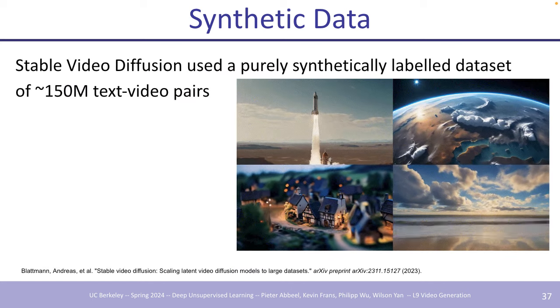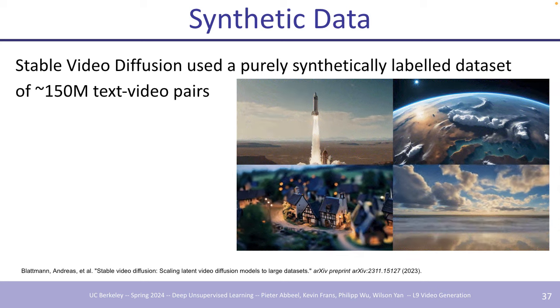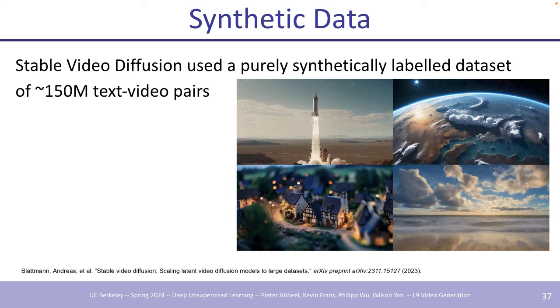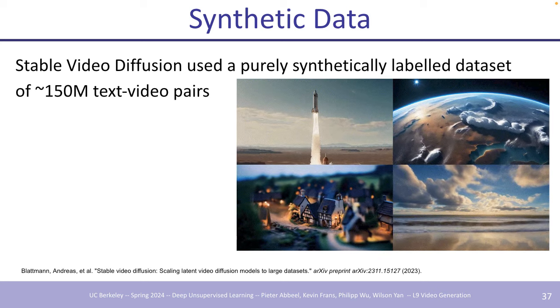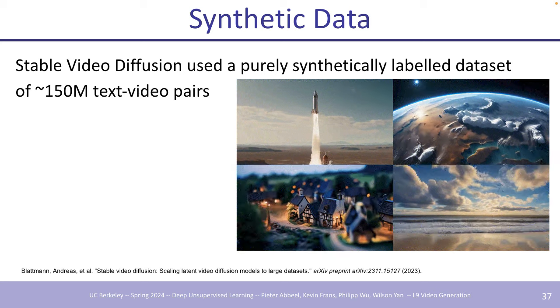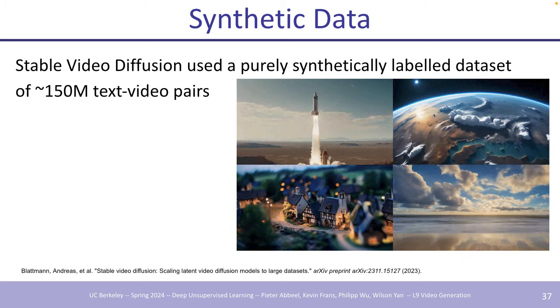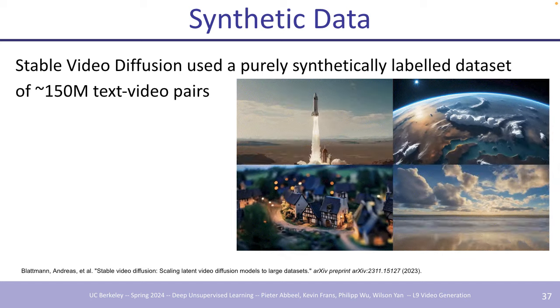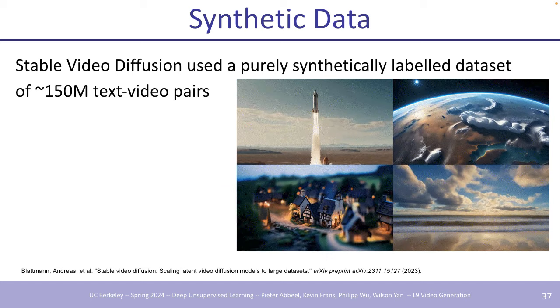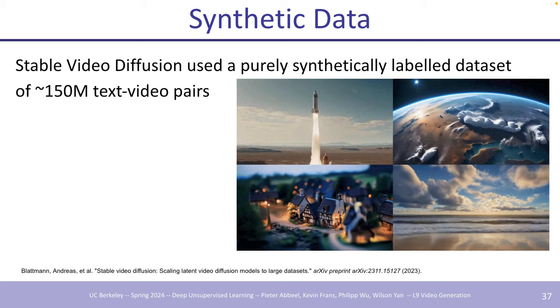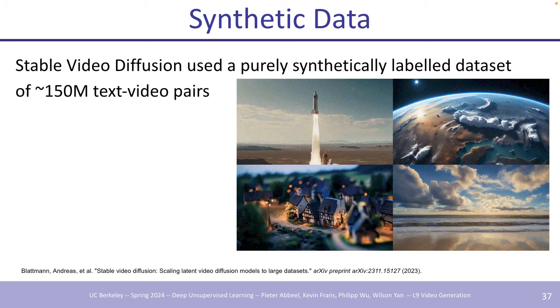Stable Video Diffusion here basically used a purely synthetically labeled dataset of 150 million text-video pairs, so it seems to work pretty well. And there have been some other works that I've seen for text-to-image generation where, if you use these synthetically labeled data, it actually ends up being better than the original captions. Because from LAION, they're pretty bad usually.